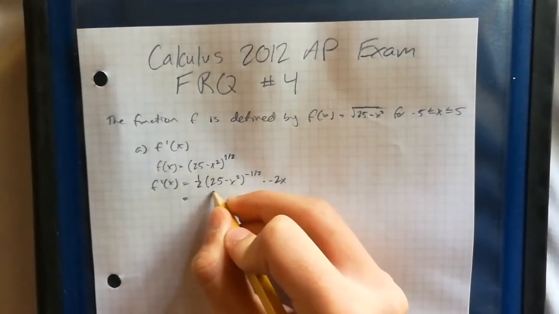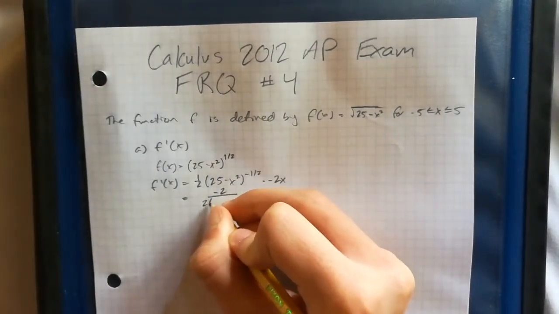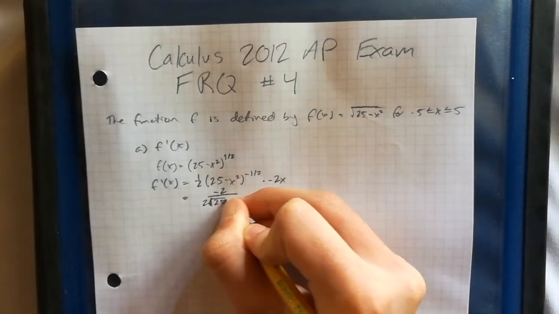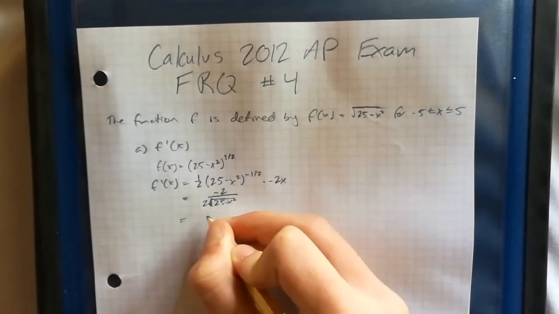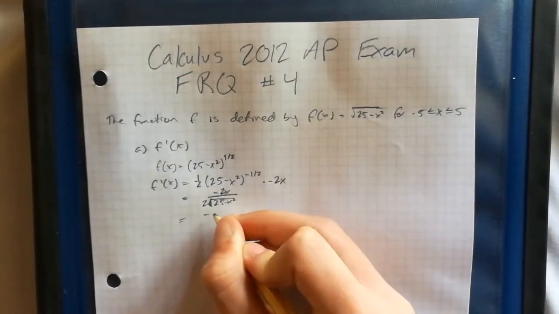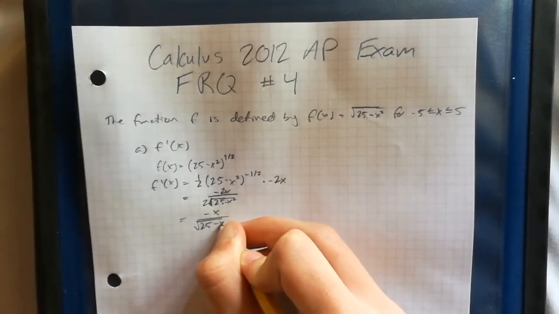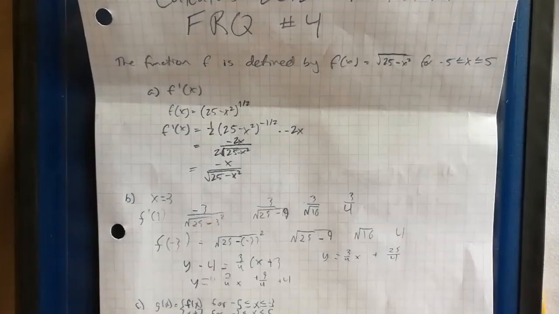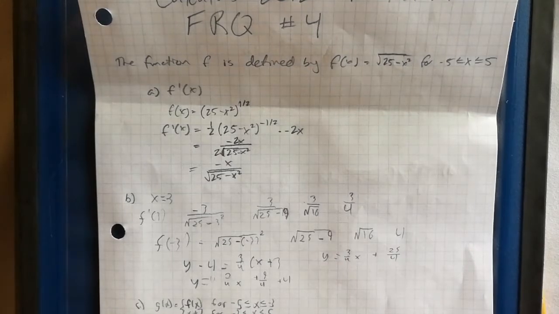Then you can rewrite in this form. Okay, and then just simplify and you get your answer. Ta-da! For part A, both points are awarded for correctly finding the derivative.